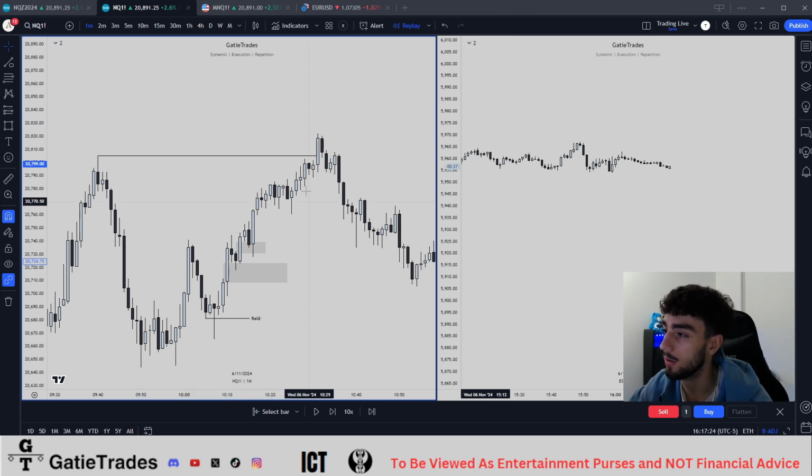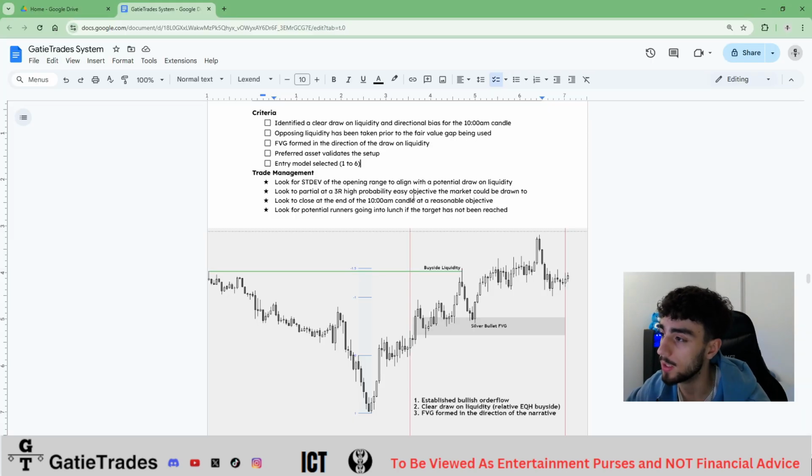We held the trade all the way there and it ended up playing out just back to the downside. So that was a good take profit level. Hopefully that makes sense for the silver bullet model.